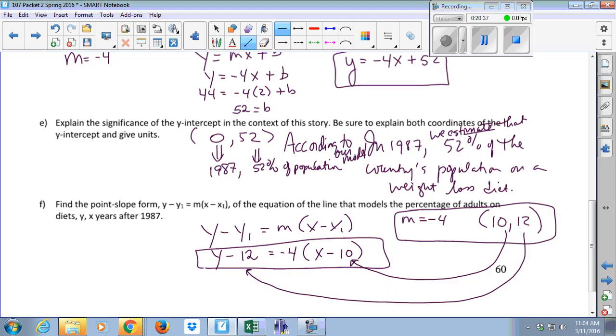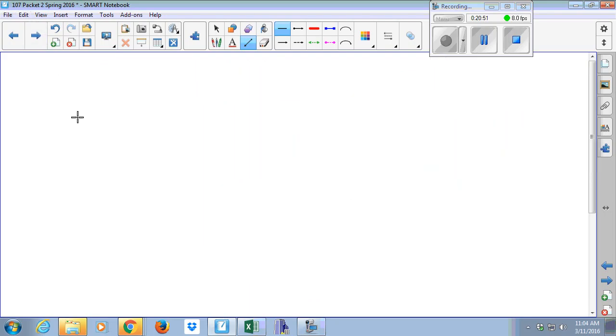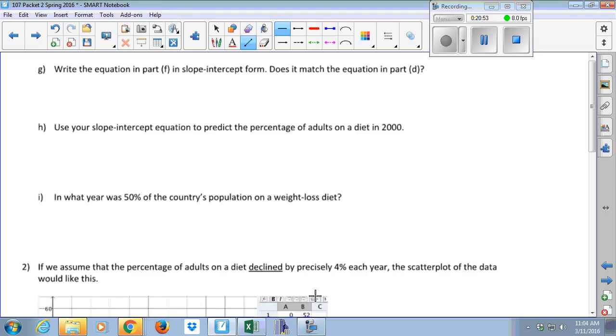But often what people will do is take this point-slope form and change it into y equals its equivalent equation, because that's what we're used to using for graphing. So the very next problem, G, asks you to do that: write the equation from part F in slope-intercept form. So let's take a look at it. It was y take away 12 equals negative 4 times x minus 10.